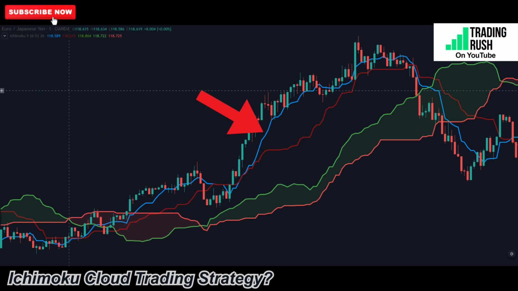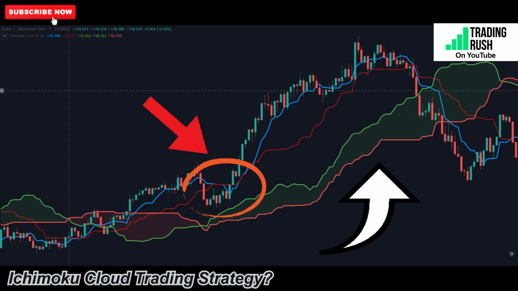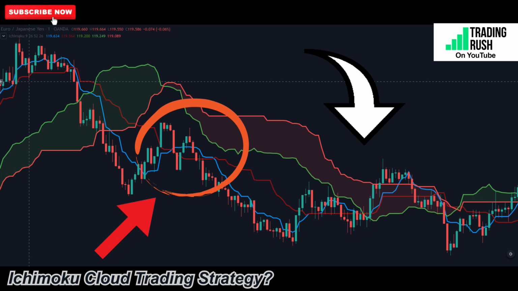The blue line, called the conversion line, and the red line, called the baseline, will give us entry signals. Here's how. If the price is above the cloud, and the blue line is crossing above the red line, we will buy as soon as the crossover happens. Similarly, if the price is below the cloud, and we see the blue line crossing below the red line, we will sell as soon as the crossover happens.